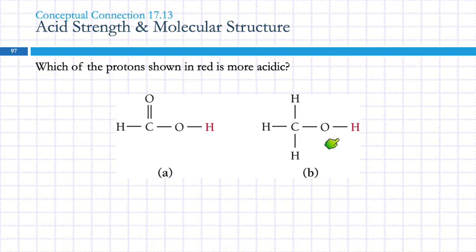So which one of these has the weaker bond? A. The weaker bond is going to be the more acidic, because when it acts as an acid, the hydrogen comes off. The hydrogen will come off more easily if the bond is weak.